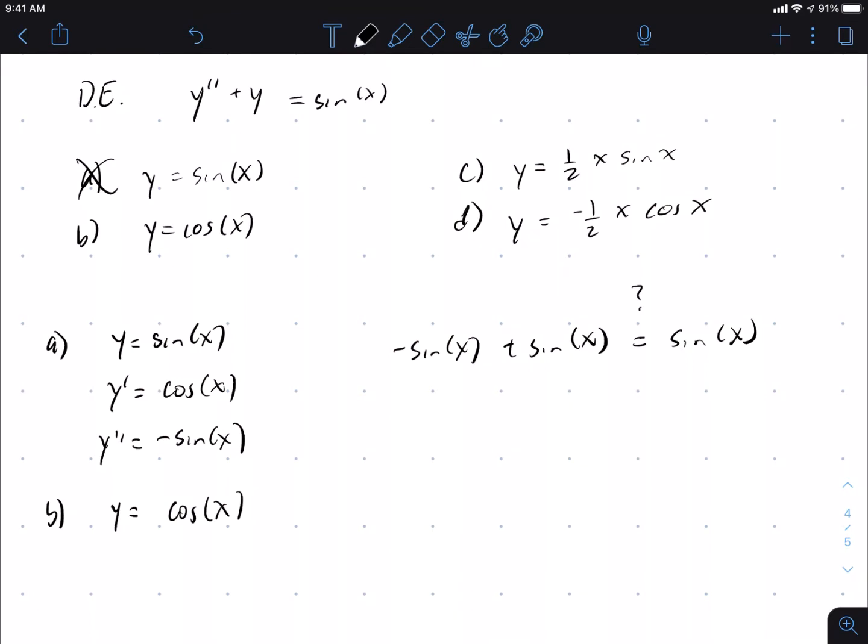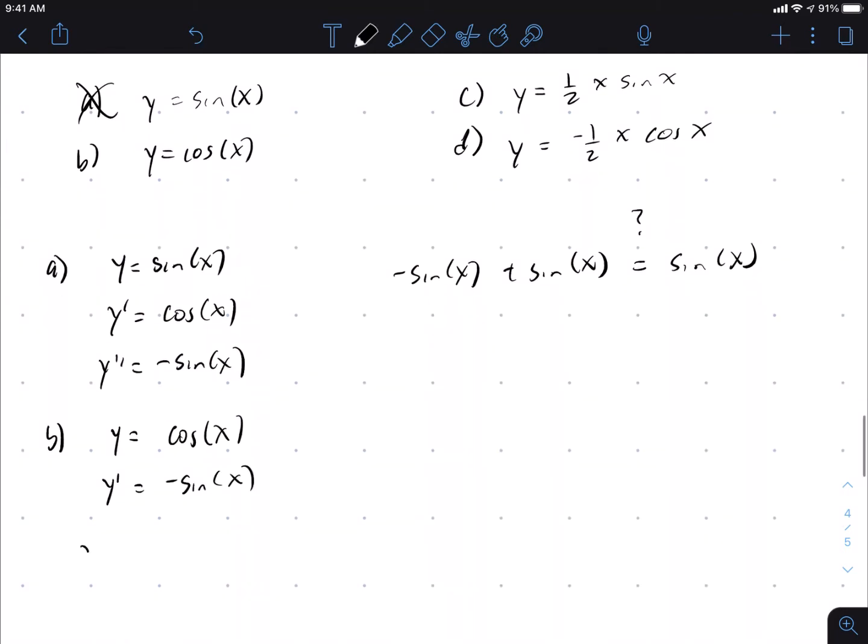Well, part of it is you should see something, right? For B, if I take the derivative, I'm going to get negative sine of x, and then y double prime is going to be negative cosine of x. So what that's telling me is negative cosine of x plus cosine of x. Is that equal to sine of x? No. So, bummer.